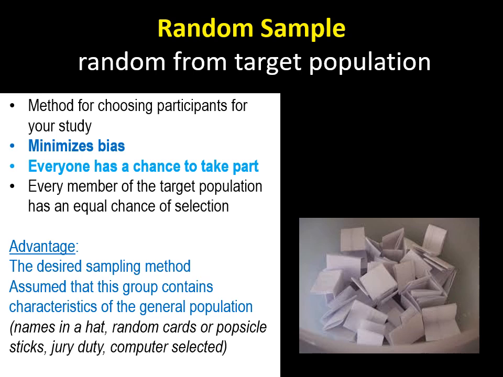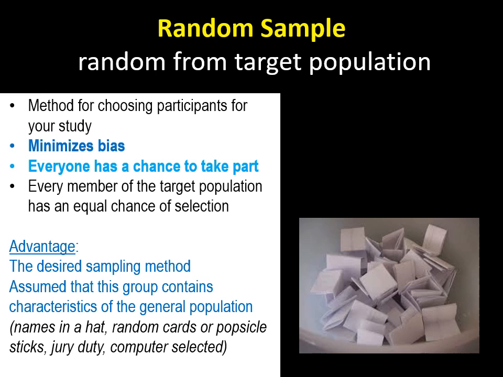It minimizes most bias. Everybody has an equal chance of taking part. This is how jury duty is selected. So you could put names in a hat. You could have a computer-generated system. You could draw index cards, popsicle sticks, and so forth. Every member of that target population has an equal chance of selection.